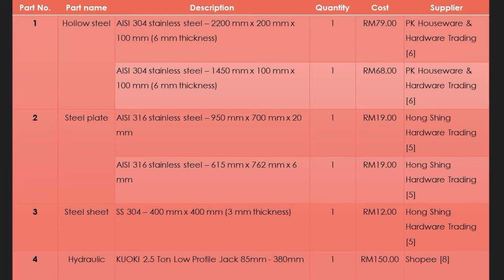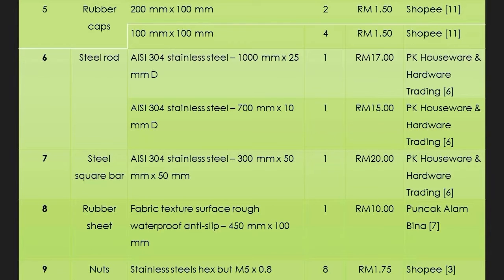Part number 4, hydraulic. We use Koki 2.5 ton low profile jack, 85mm to 380mm, costing 150 ringgit. Part number 5, rubber caps. We use two different sizes of rubber caps. First, 200mm times 100mm, 2 in quantity, and the second, 100mm times 100mm with 4 in quantity. Each costs 1 ringgit 50 cents.